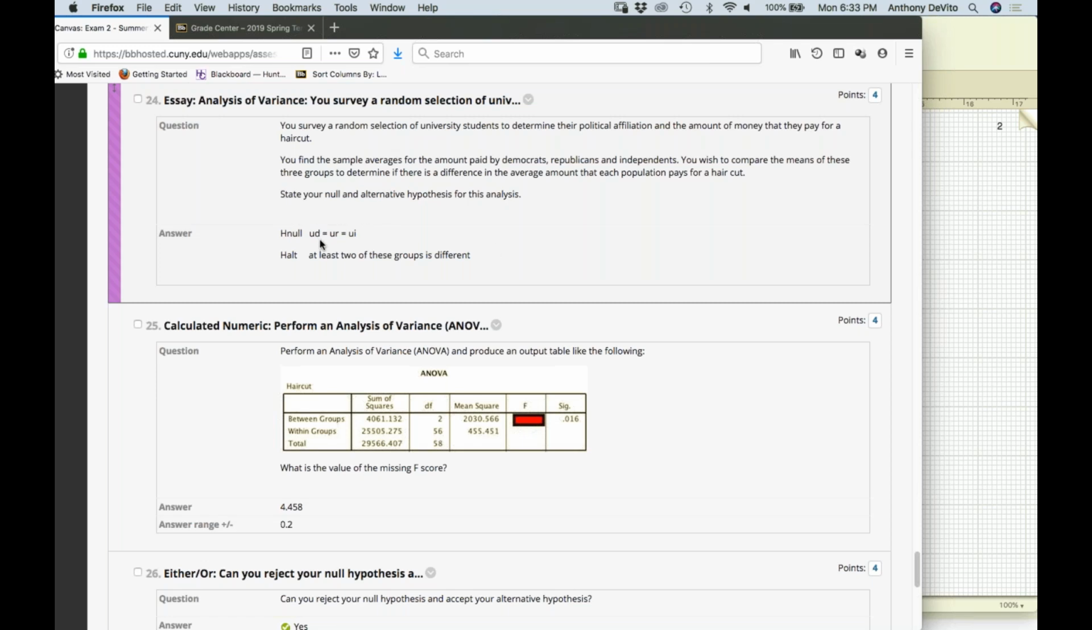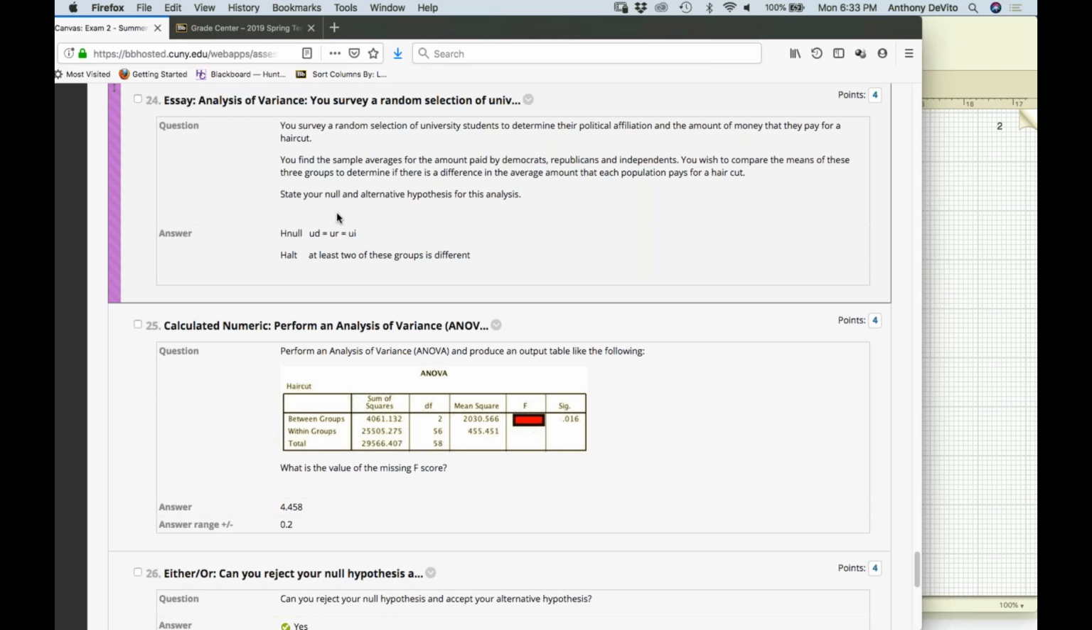In order to do a t-test, we would have to compare 2 at a time: Democrats to Republicans, Democrats to Independents, Republicans to Independents. We'd have to do multiple t-tests. The analysis of variance allows us to just do it once. And if we get a large enough F statistic for the analysis of variance, we can reject the null hypothesis and say that this is not true. I'm rejecting mean for Democrats equals mean for Republicans equals mean for independents.